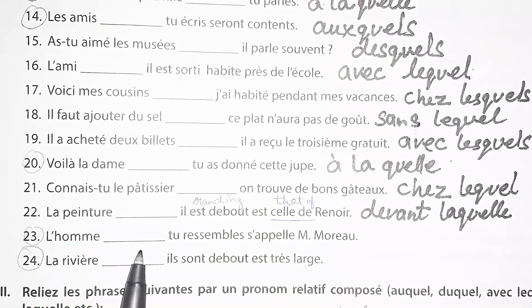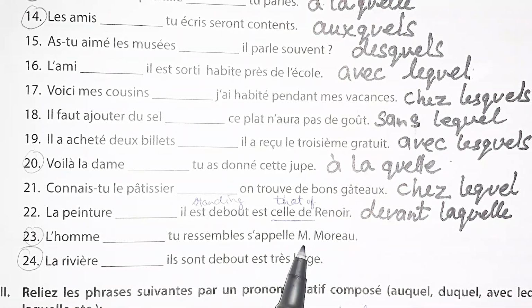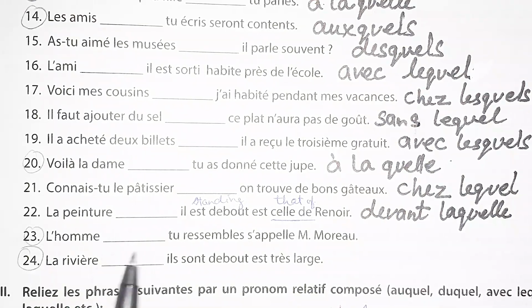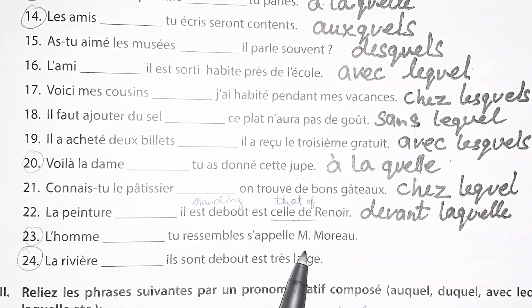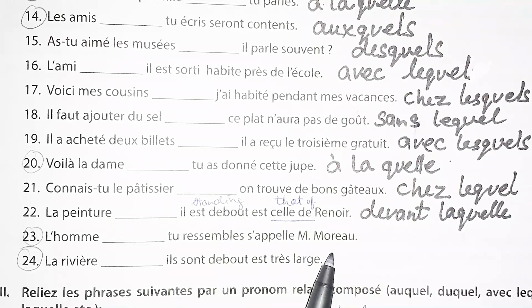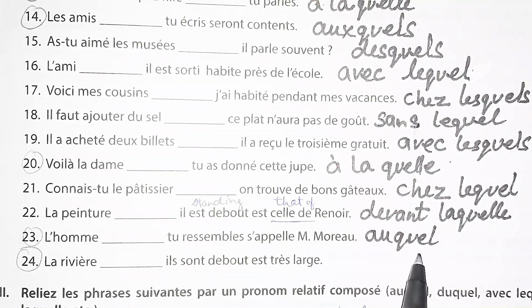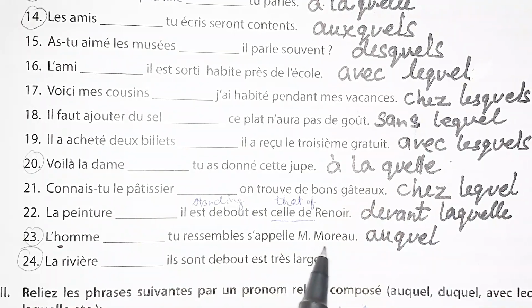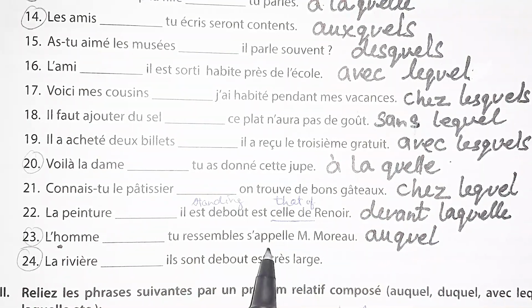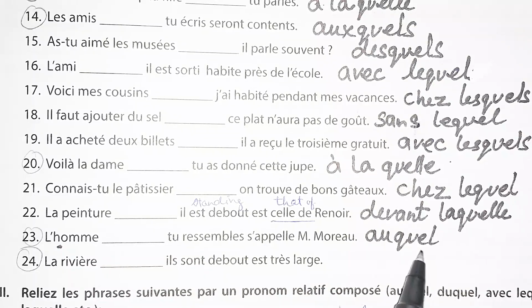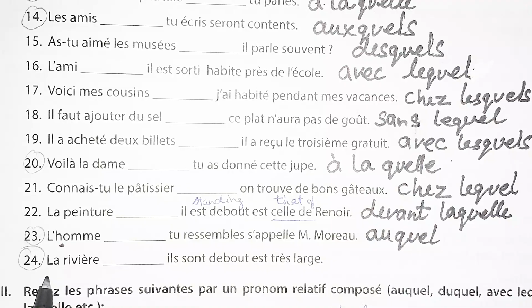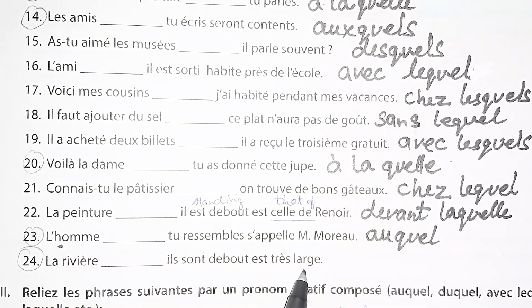Now, l'homme dash tu ressembles s'appelle Monsieur Moreau. Now, for saying the man to whom you resemble is called Mr. Moreau, we need the preposition auquel. L'homme auquel tu ressembles s'appelle Monsieur Moreau. That means the man to whom you resemble is called Mr. Moreau.